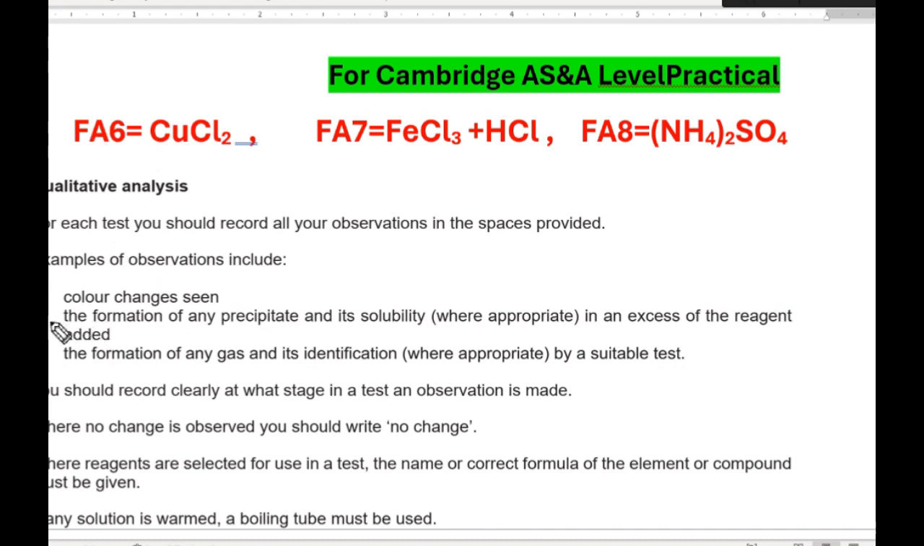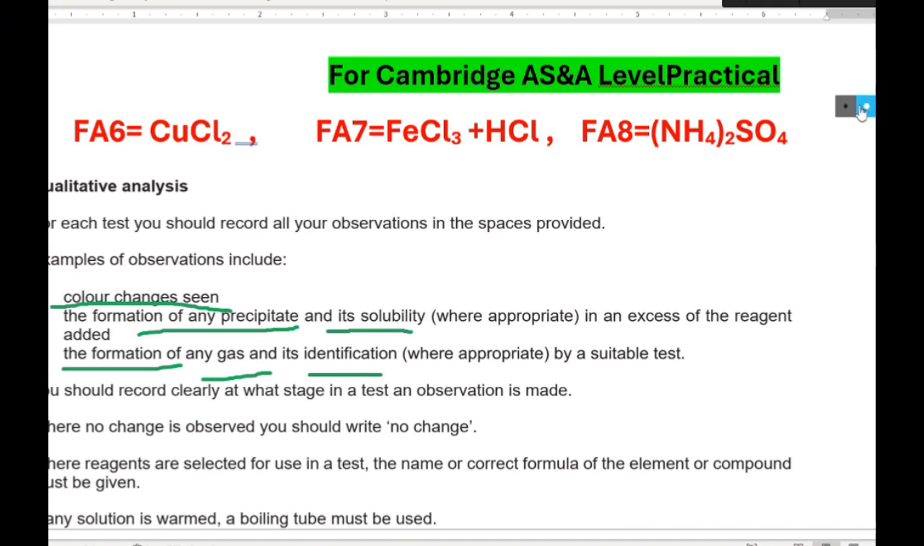So which points must you include? First, color changes seen, what color. Then formation of any precipitate and its solubility, and the formation of any gas and its identification. If carbon dioxide gas is formed, fizzing occurs, and carbon dioxide gas turns lime water milky. If ammonia gas forms, it turns damp red litmus paper blue. Hydrogen pops with a lighted splint. That means you must write the gas name and its positive test.